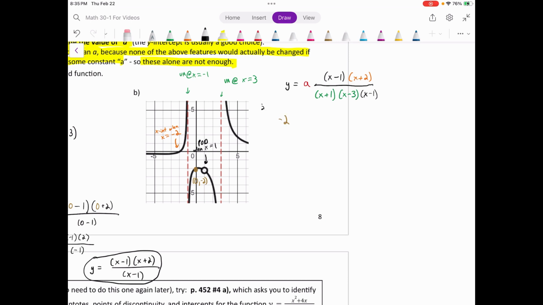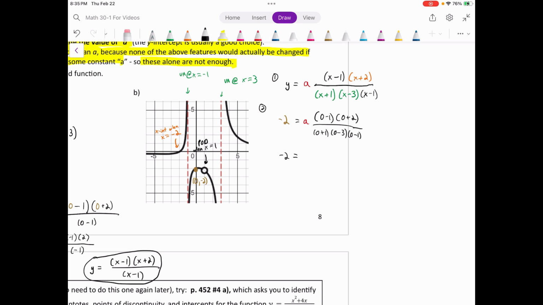So step 2, now we're going to find a. We got most of our equation from the x-intercepts, the vertical asymptotes, and the point of discontinuity. All that's left is the a value. So negative 2 will be equal to whatever a is. And when y is negative 2, x is 0. So we've got 0 minus 1 times 0 plus 2 over 0 plus 1 times 0 minus 3 times 0 minus 1.